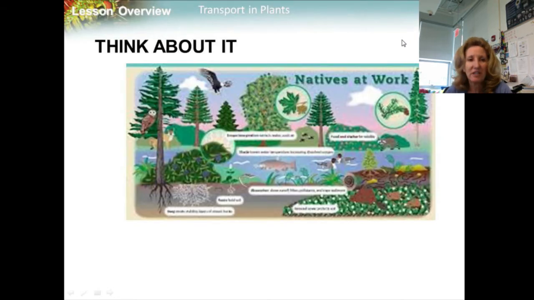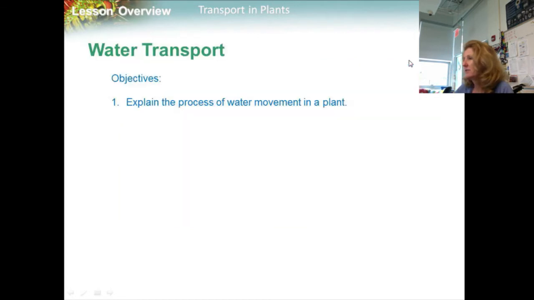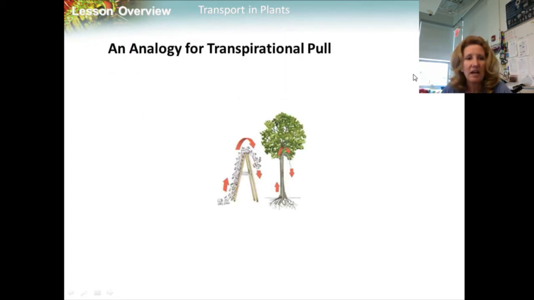So if you're looking at a tree, right? How does so much of that water get hauled up to the top of it? So our first objective is to explain how the process of water movement in a plant works. As water evaporates through an open stomata, the cell walls within the leaf begin to dry out. The dry cell walls draw water from the cells deeper inside the leaf's vascular tissue so that the water is pulled up through the xylem.